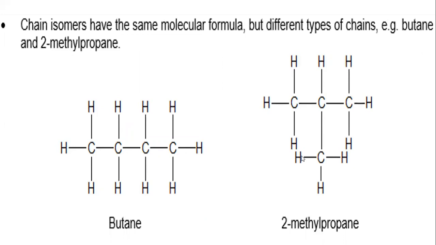And here is a quick example of how you would see a chain isomer. You've got your butane and 2-methylpropane. So there is your chain with 4 carbons in your parent chain, and in this case, there are 3 carbons in your longest chain. So we're gonna call this a chain isomer.